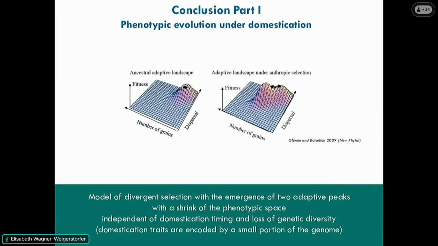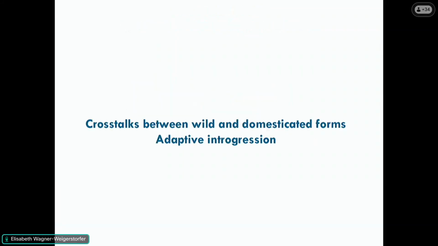This shrink is independent from the domestication timing and the loss of genetic diversity. One possible explanation is that domestication traits are encoded by only a small portion of the genome, so selection on them does not correlate with the overall loss of genomic diversity. So now I'm going to my second part, which is about the crosstalks between wild and domesticated forms.